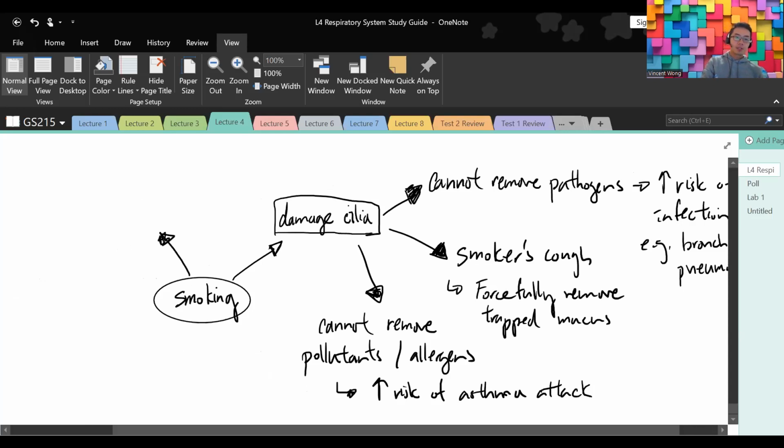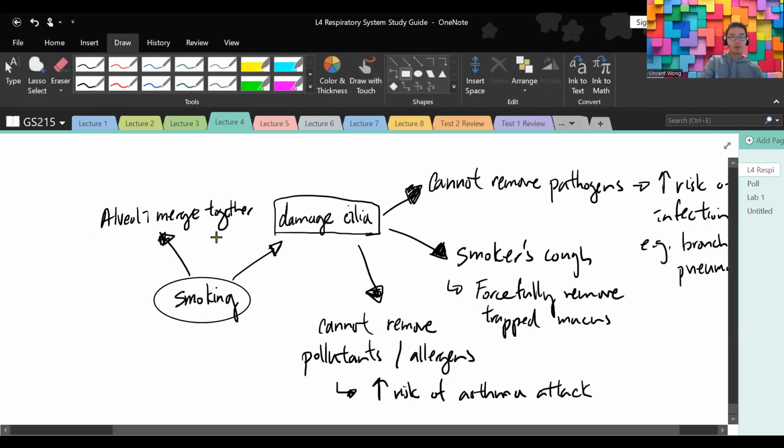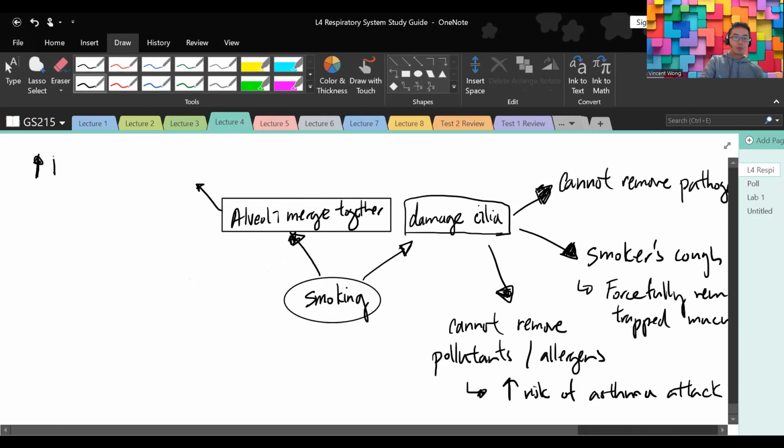Another thing is we talked about instead of damaged cilia, alveoli merge together. Right, all that cigarette smoke caused the alveoli to be damaged, and they will merge together. And when that happens, we are going to have a couple problems. Number one, we would have increased residual volume, which means decreased gas exchange.